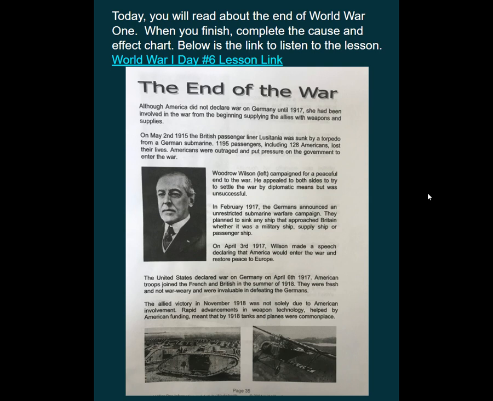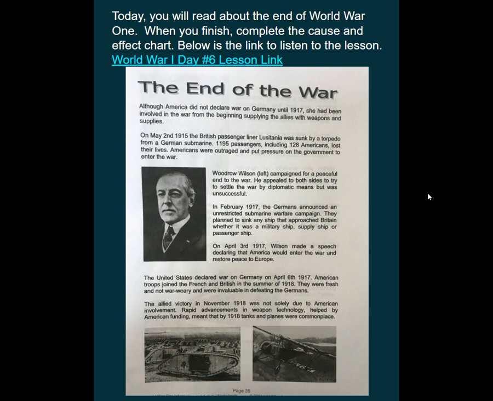Although America did not declare war on Germany until 1917, she had been involved in the war from the beginning, supplying the Allies with weapons and supplies. On May 2, 1915, the British passenger liner Lusitania was sunk by a torpedo from a German submarine. 1,195 passengers, including 128 Americans, lost their lives. Americans were outraged and put pressure on the government to enter the war. Woodrow Wilson, who's pictured on the left, campaigned for a peaceful end to the war. He appealed to both sides to try to settle the war by diplomatic means, but was unsuccessful.